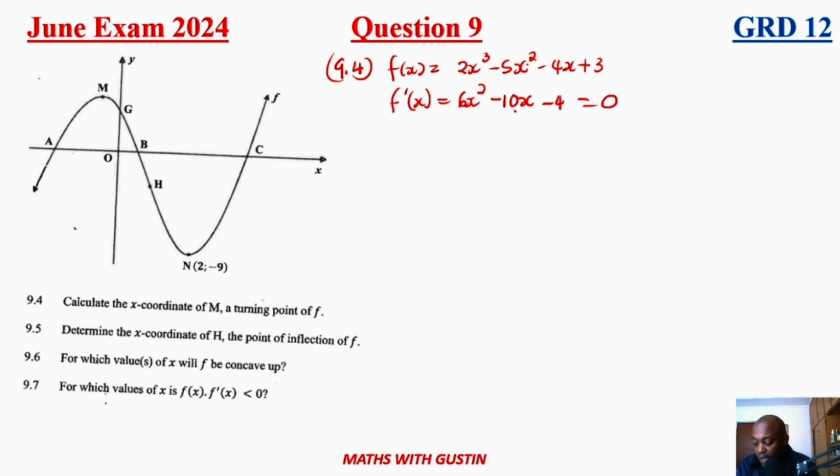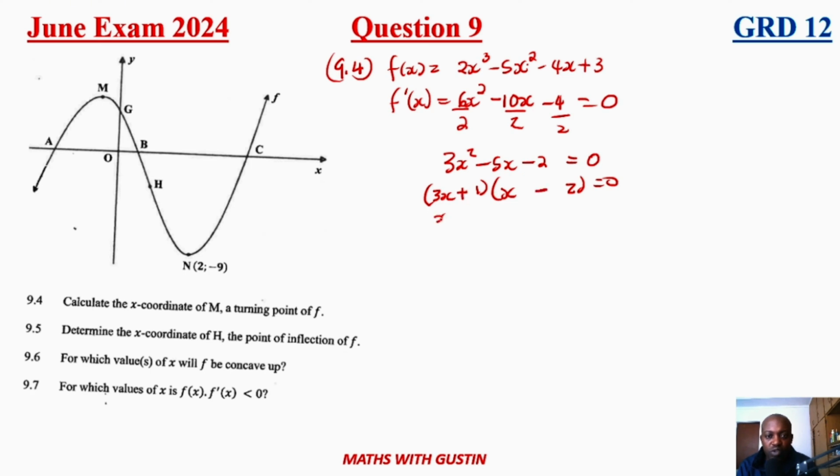Therefore, what do we do now? We can divide everything by 2 here, because we see that these are multiples of 2. Divide everything by 2, so we're going to be left with 3x squared minus 5x minus 2 equal to 0. So therefore we're going to have to factorize this. We're going to have 3x here, x there, and then 2 times 1 here, and the signs need to be negative, positive. So x is equal to -1/3, and then x is equal to 2.